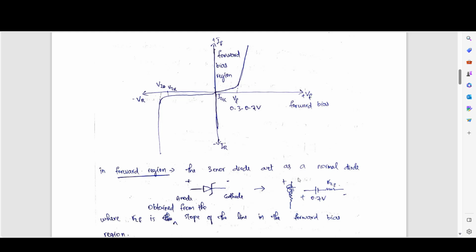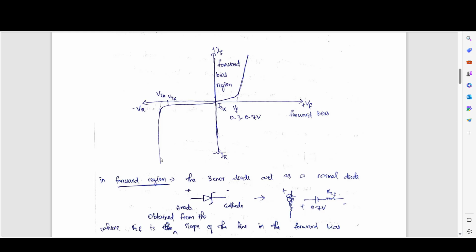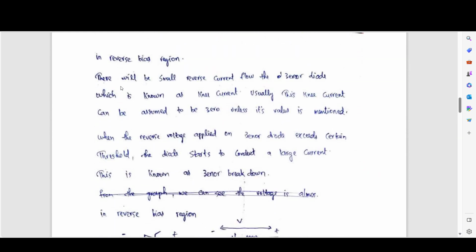Similarly, we can replace that as a voltage source as well as a series resistance in case of a reverse bias voltage. But in case of a normal diode, it is not possible. We can't replace a normal diode as a voltage source and series resistance whenever it is in reverse bias. But in case of a Zener diode, we can replace that. In the reverse bias region, there will be a small reverse current flowing in the Zener diode, that is the knee current. Usually this knee current can be assumed to be zero unless a value is mentioned.